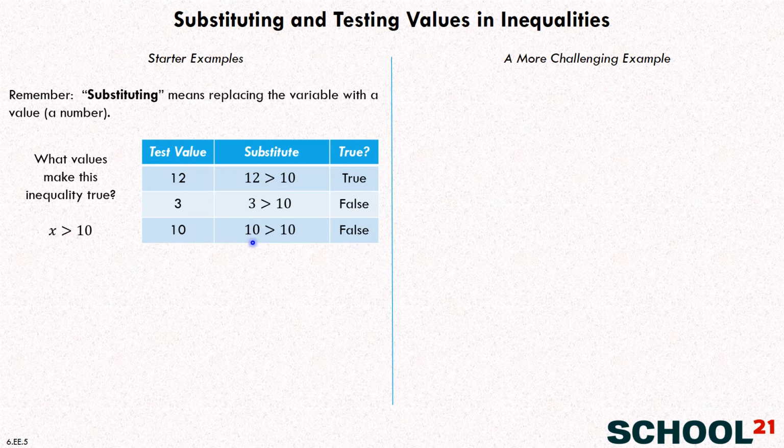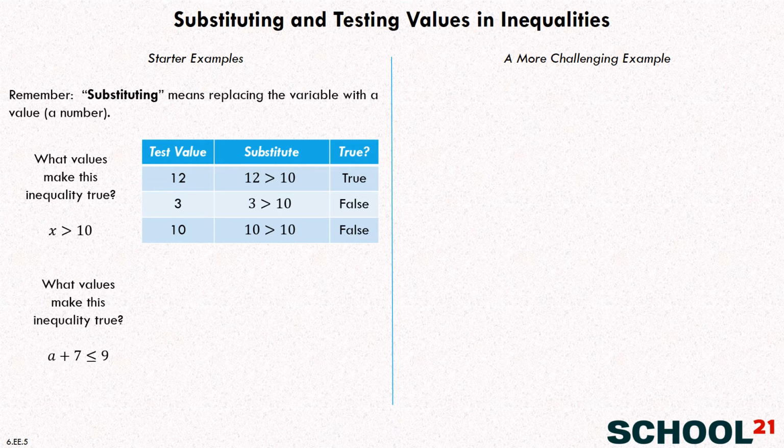With an inequality, this is kind of like what you've done with equations, but there's going to be more than one answer. You can try to get to the cutoff point, and in this case, it's 10. Now, this is a really simple example. Let's do another one that might be a little bit more challenging. What values make this inequality true? a plus 7 is less than or equal to 9.